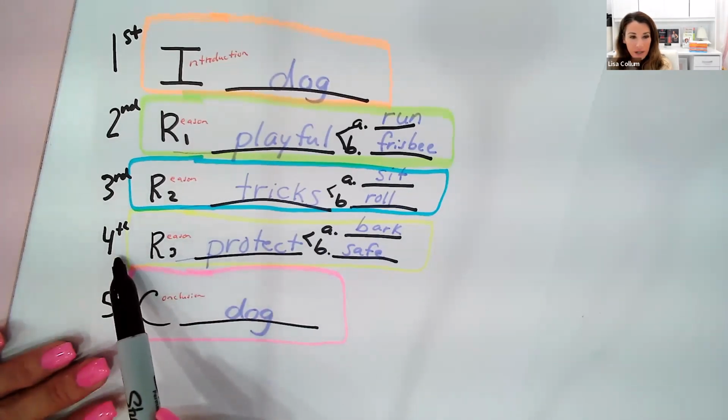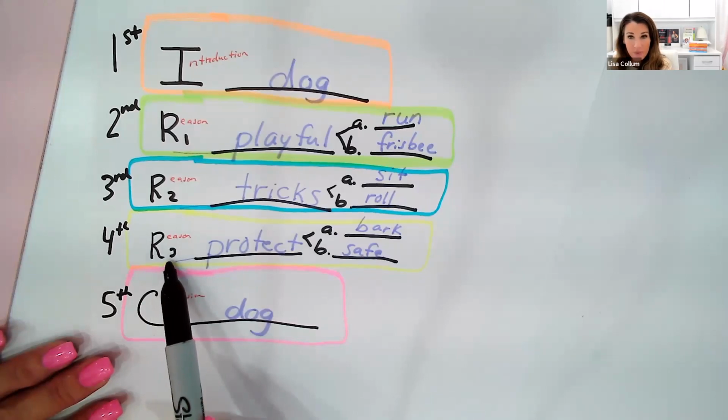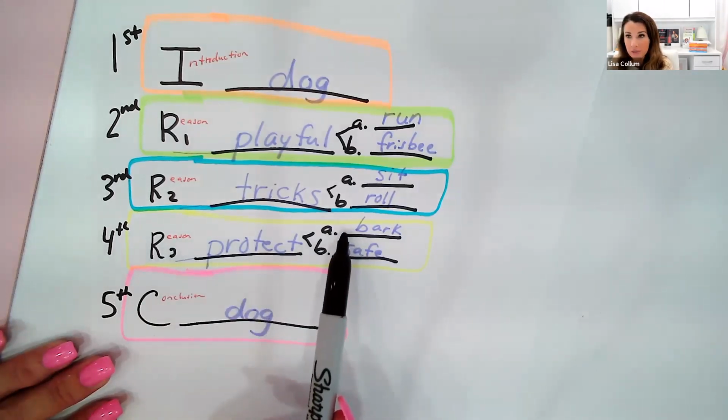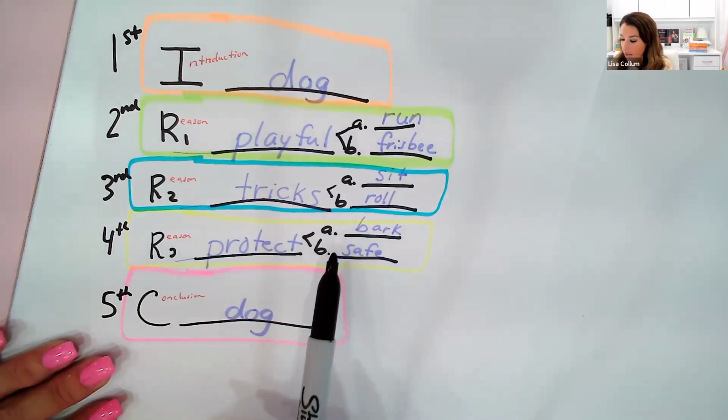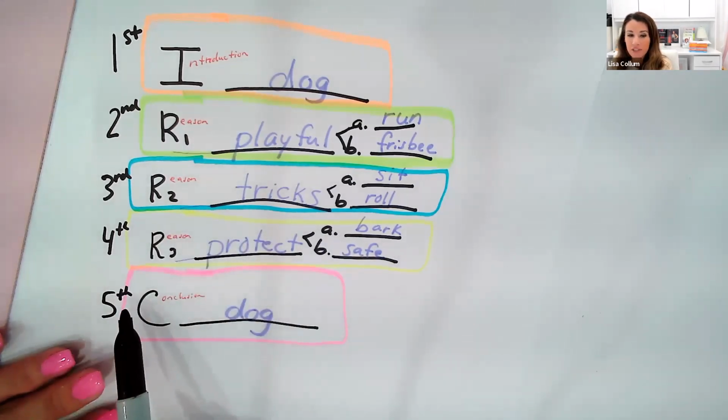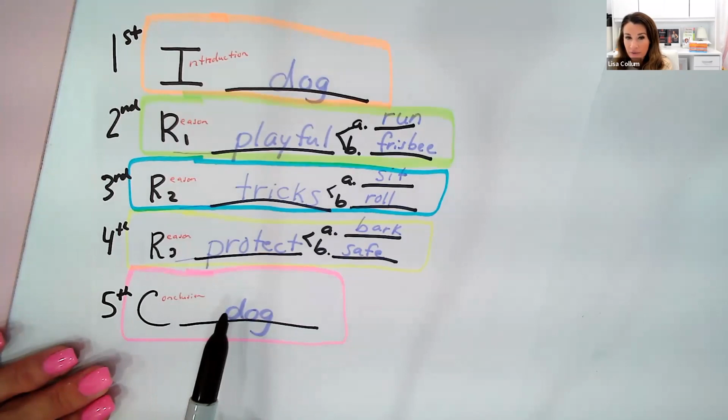When you get to your fourth paragraph, you're going to say the third reason I like dogs is because they can protect you. You're going to tell your reader about how they can bark when someone they don't know is coming up, and how you can take them for a walk or a run and feel safe. Everything in the yellow is your fourth paragraph. And then your fifth paragraph, you're just going to do a conclusion about how dogs are your favorite animal.